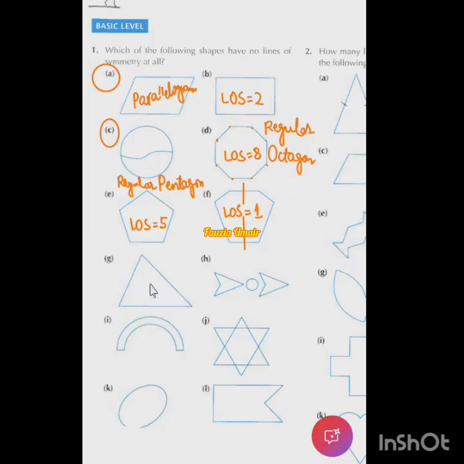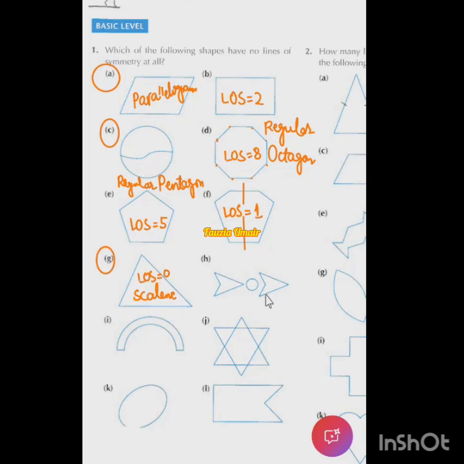What about G part? What kind of triangle is this? Ma'am, isosceles. No, this is a scalene triangle. And how many lines of symmetry would this be having? Zero. So this will be circled.